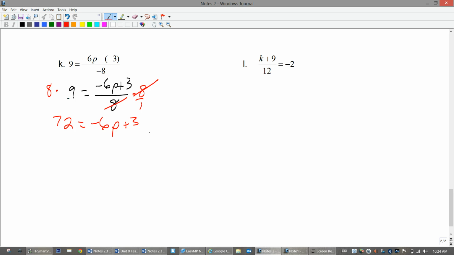So it'd be 69 equals negative 6. Divide by negative 6. Yeah. Okay. What about what? Oh, so negative 72. Thank you. I was wondering why it's. So it's negative 75 divided by negative 6.